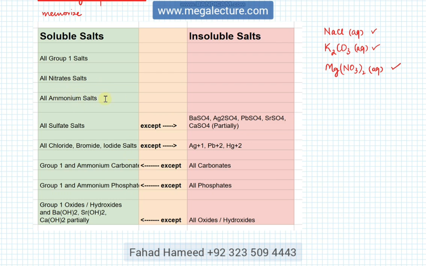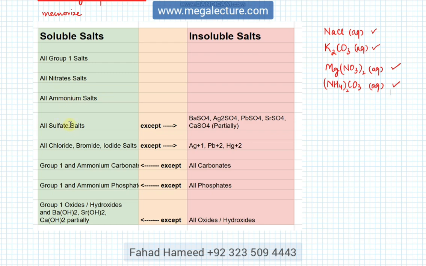All ammonium salts are soluble, that's the third one. So anything that's got ammonium in it, for example, ammonium carbonate, NH4 is plus 1, CO3 is minus 2, so the formula is going to be (NH4)2CO3, so it's also going to be soluble. So anything that's got ammonium in it.